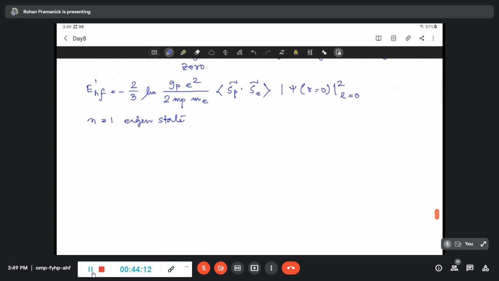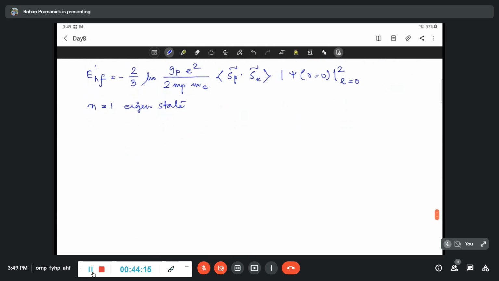What is the energy correction for the n equals 1 eigenstate? Okay, so for n equals 1 eigenstate, L equals 0, we find that this J is nothing but L plus S, right? So this is big J, L plus S, and L is 0, so this is only S, right? So now you have to do spin addition of proton and electron. So this is a common trick, right?